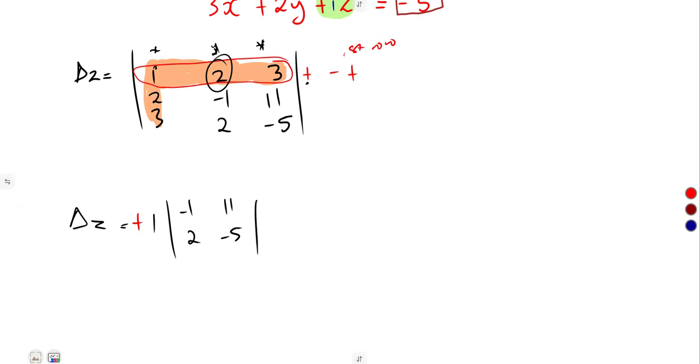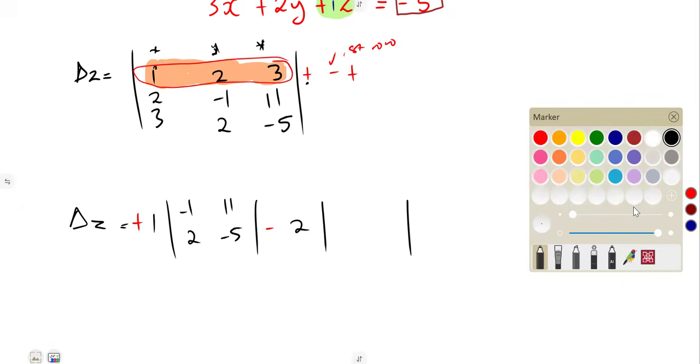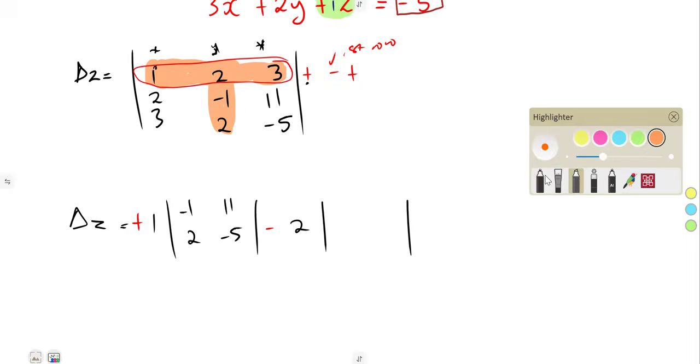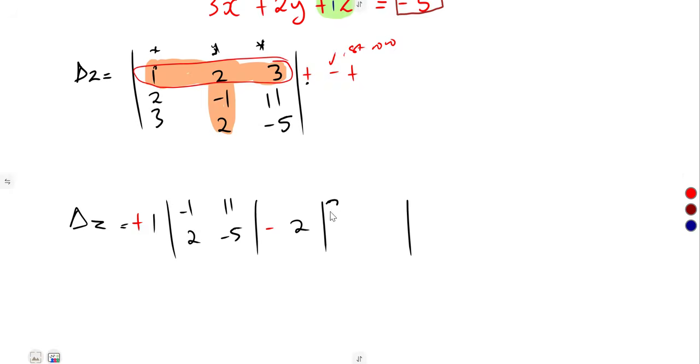Let us move on to 2. 2 is being affected by the sign negative. 2 corresponds with a negative. So it's going to be negative what? -2, determinant of when we close the row and column where that 2 is. So we close that. We'll be left with what? 2, 11, 3, minus 5. Just like that.